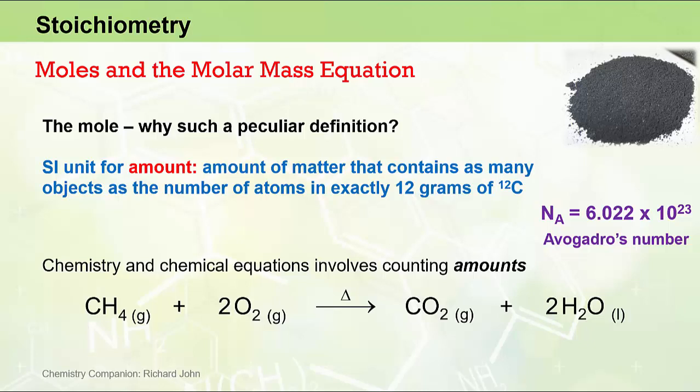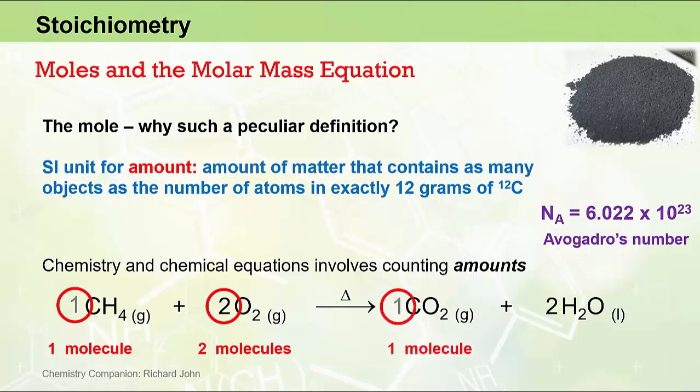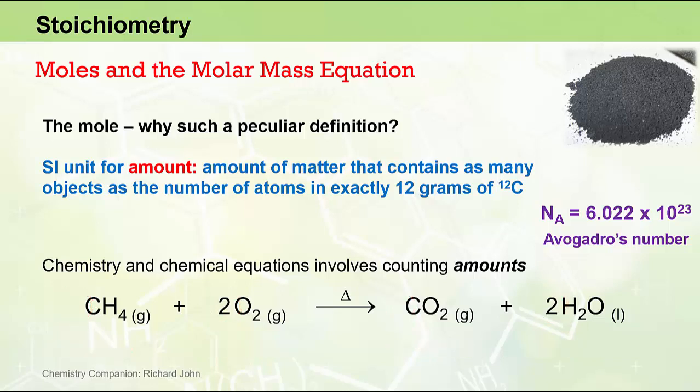For example, this chemical equation here is a representation of a chemical reaction which can be quantitatively described as one molecule of methane reacting with two molecules of oxygen to produce one molecule of carbon dioxide and two molecules of water. But in reality, we are never going to start with just one or two molecules. We're going to start with much, much more. For argument's sake, however, let's say we start with 12 molecules of methane. Still an unrealistically small number.